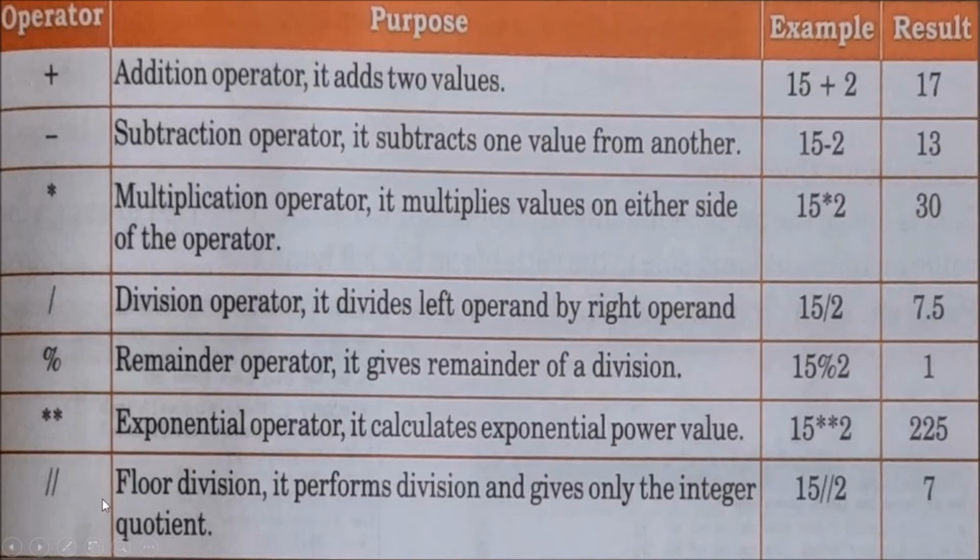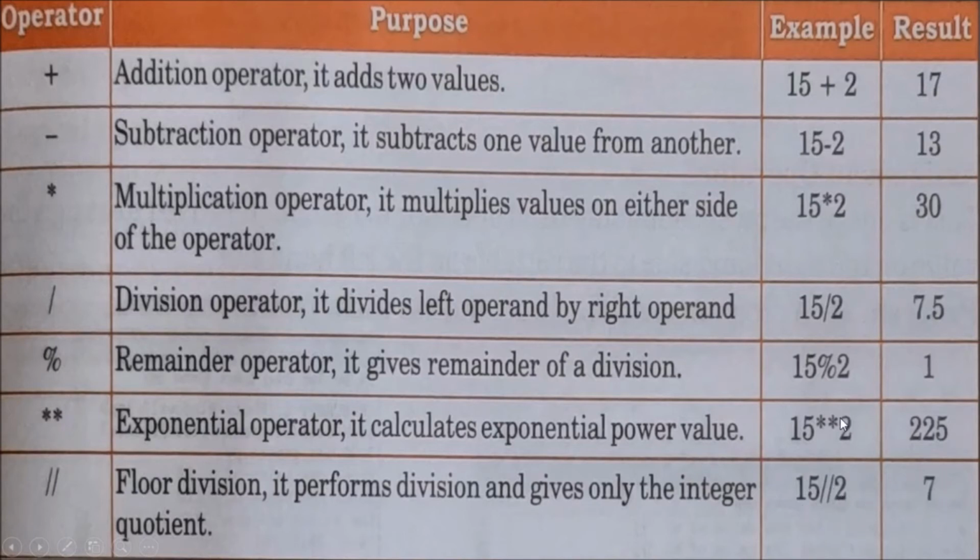Okay. The next is floor division. This performs division and gives only the integer quotient. Okay, it will give you only the integer quotient. That means 15 divided by 2, see here we have used floor division. So this gives us 7. Only the quotient, 7, has come out.